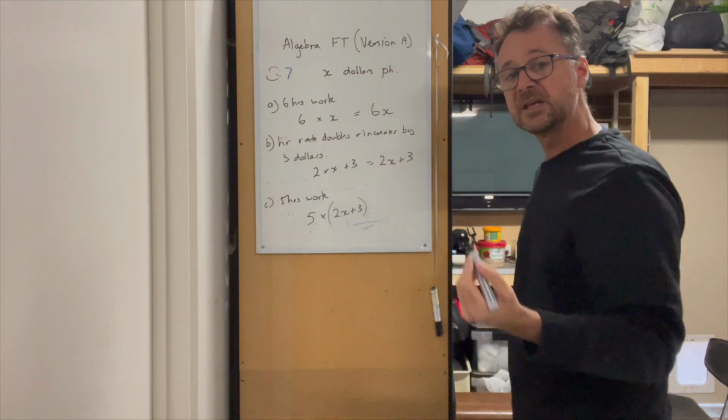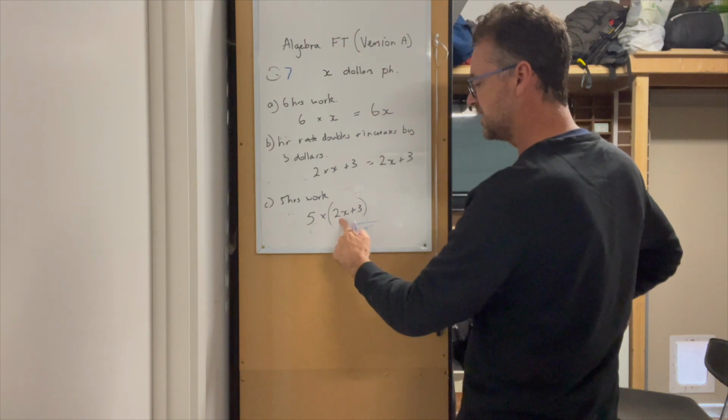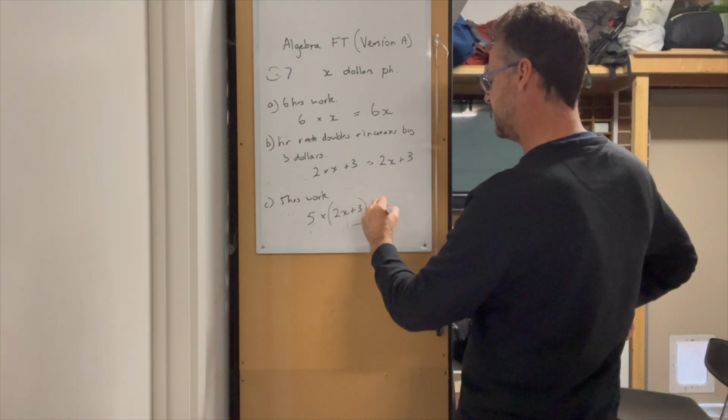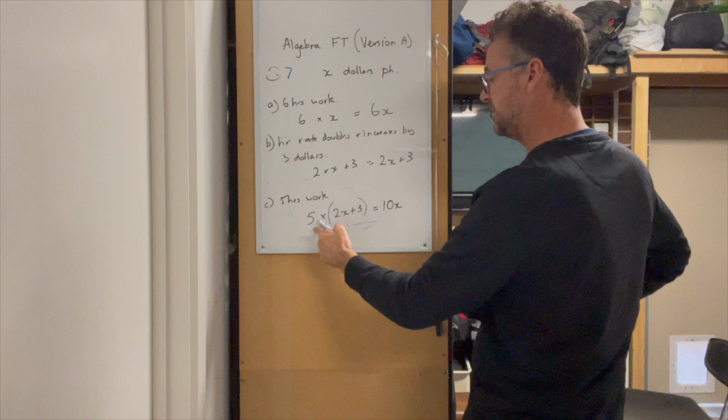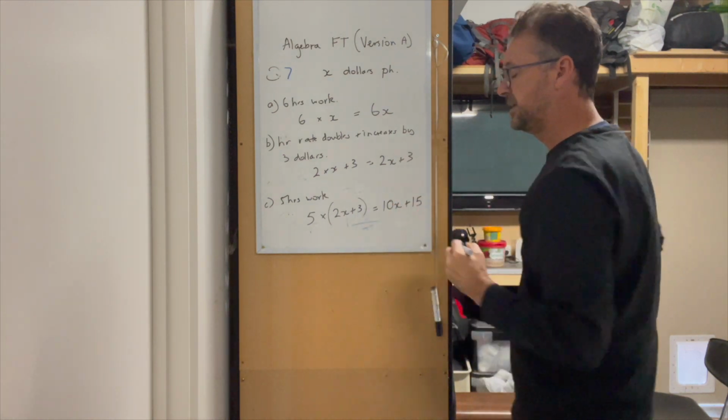And it says answer in expanded form. So we've got to expand this out. So it's going to be 5 times 2x, okay? So that's going to equal 10x. And then 5 times 3, which is 15, positive 15. 10x plus 15.